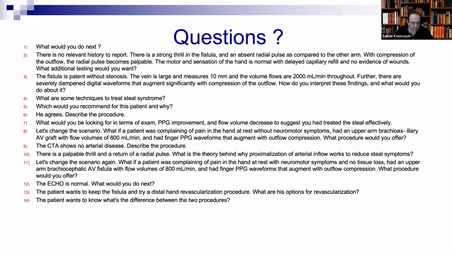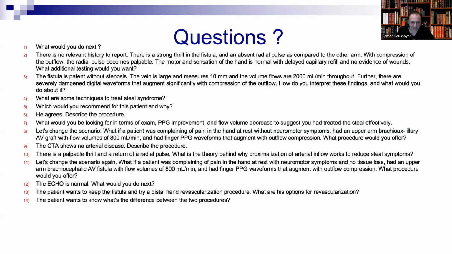Okay. And we do this one if you have tissue loss, if you have necrosis, because you need enough blood flow to the hand. So the only time we do a DRIL is if you have tissue loss. If you only have pain, we prefer to do a RUDI or proximal arterialization. But if you have tissue loss, then we prefer to do a DRIL.